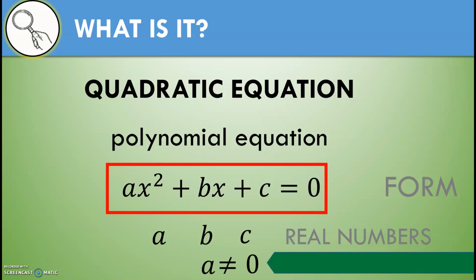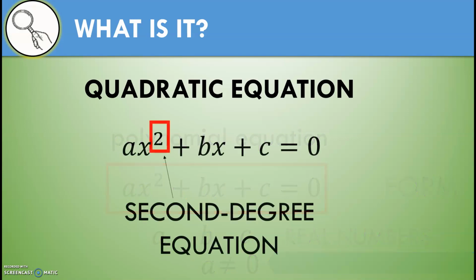Why is it necessary for a not to be equal to 0? Because if you let a equal to 0, the quadratic term becomes 0. So this is not a quadratic equation anymore. It will be a linear equation. Alright?